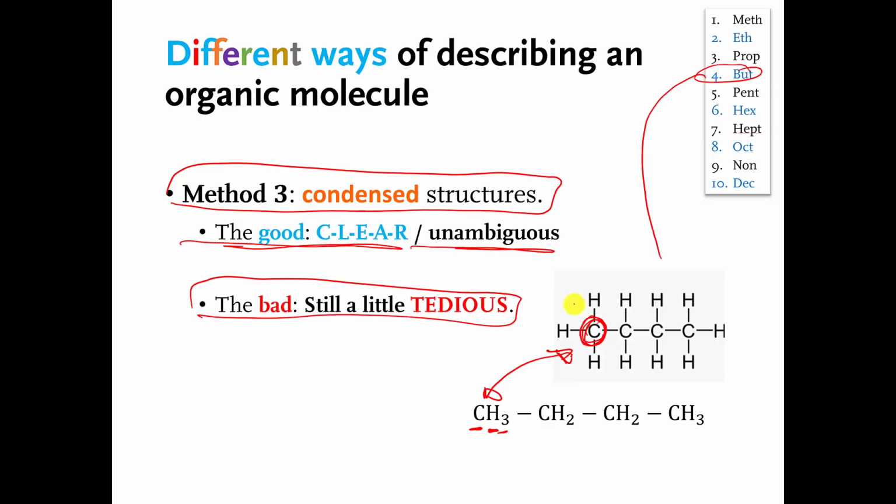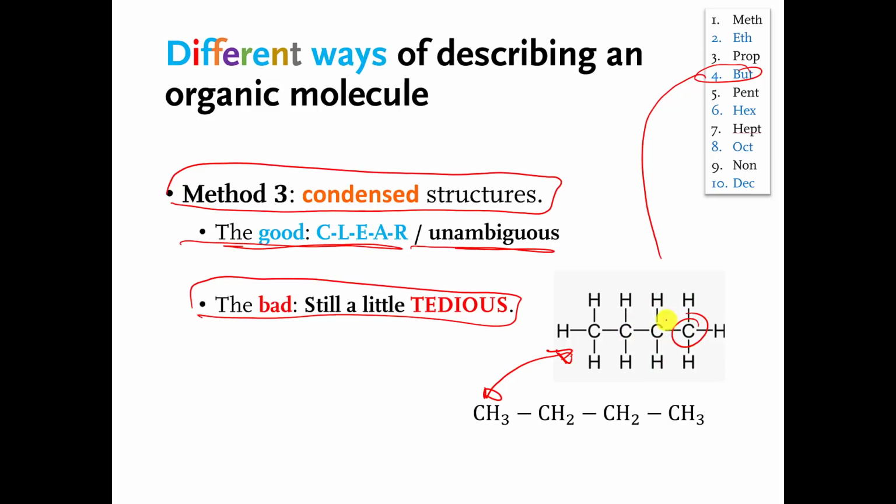Then you look at your second carbon. You ask how many H's are directly attached there? Well, there are 2 hydrogens. So you write a C and an H2, and since this first carbon and the second carbon are attached to each other, you put a little dash in between. And you just keep going along the molecule like that. The third carbon has 2 hydrogens attached, so you write CH2, and write another dash there. The final carbon, the fourth one over here, has 3 hydrogens attached. You write a C, you write an H3, and you put a little dash there.